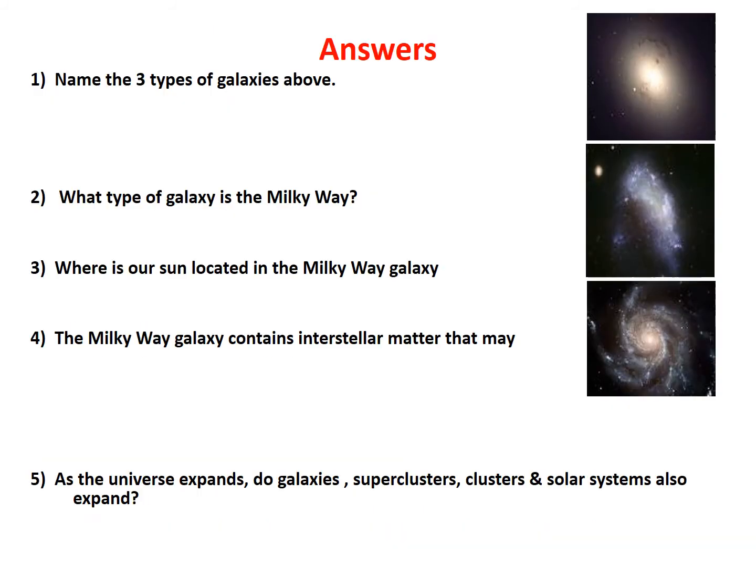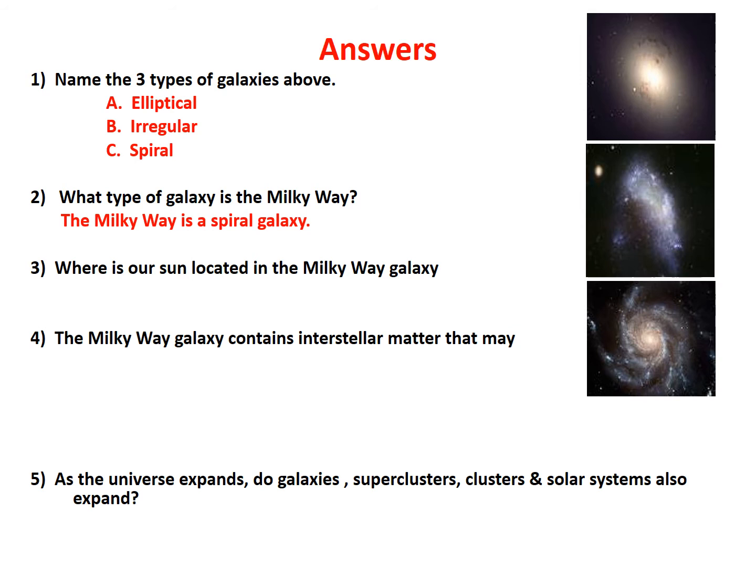Okay, oops, wait a minute, I didn't want that one. There we go. 3 types of galaxies. Okay, the one on top, A was elliptical, B was irregular, and C was spiral. Okay, what type of galaxy is the Milky Way? It's a spiral galaxy, from what we can tell. That picture that I uploaded and put on our wall, it kind of helps you out a little bit.